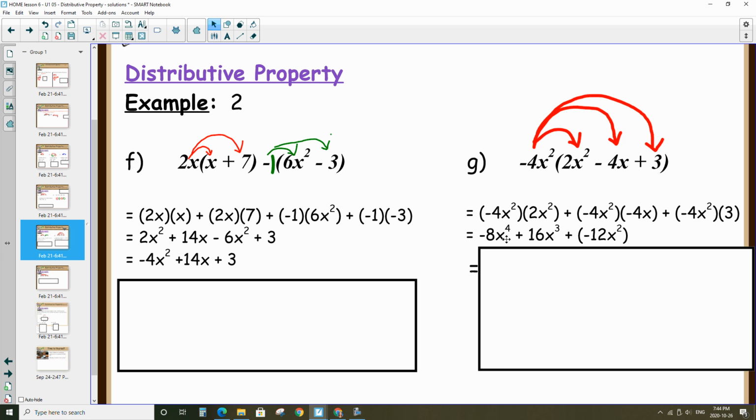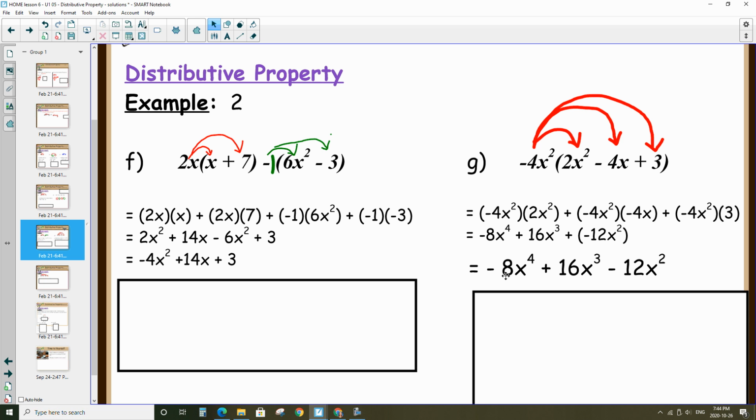And then we're just checking, do any of them have the same endings? They don't, which means we can't combine any of the terms, but we do have a plus and then a negative next to each other, so we can combine those for one negative sign.